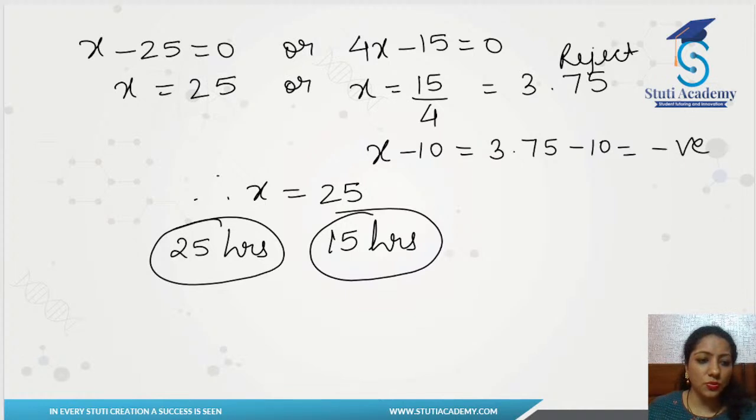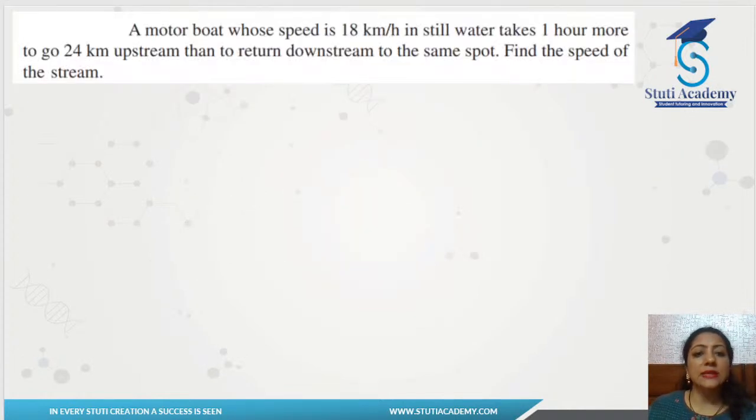And let us discuss one more question. This is given as an example here in NCERT. I'll just tell you the page number. It is just before this exercise, page number 87. So this is a stream question. A motorboat whose speed is 18 km per hour in still water takes 1 hour more to go 24 km upstream than to return downstream to the same spot. Find the speed of the stream.